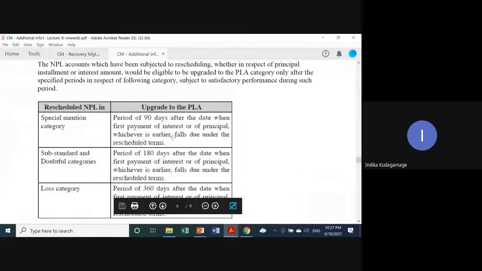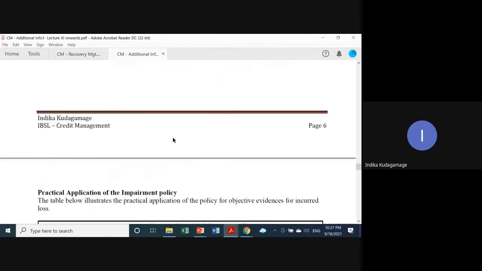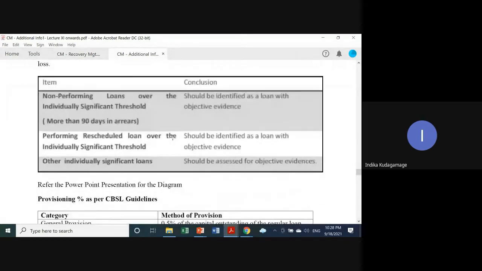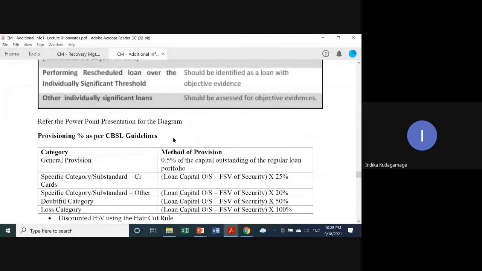Right? So we discussed the subcategories of NPL. Then we discussed the mechanism we adopt to reclassify NPL to the performing category. Now we will go to provisioning.